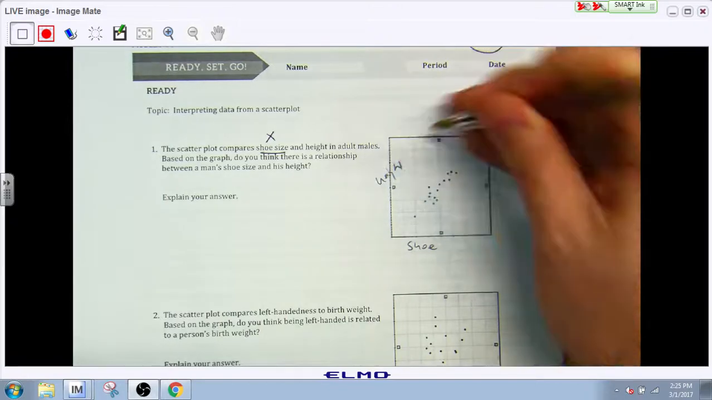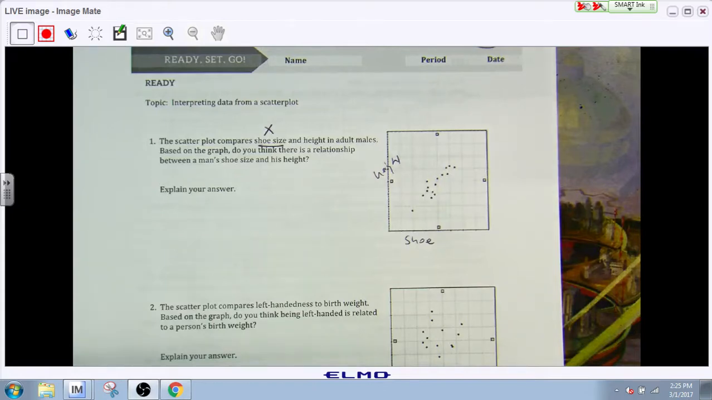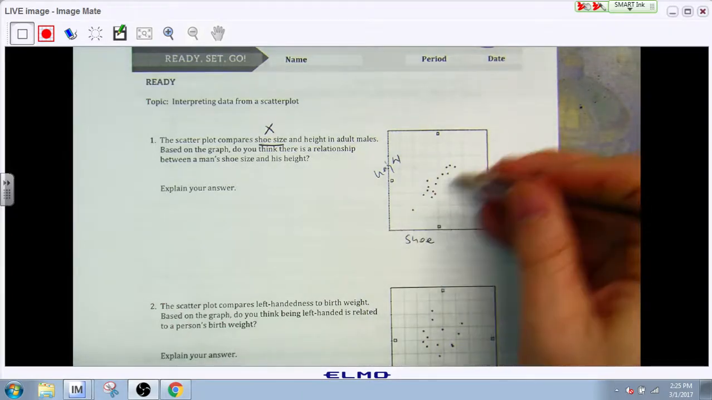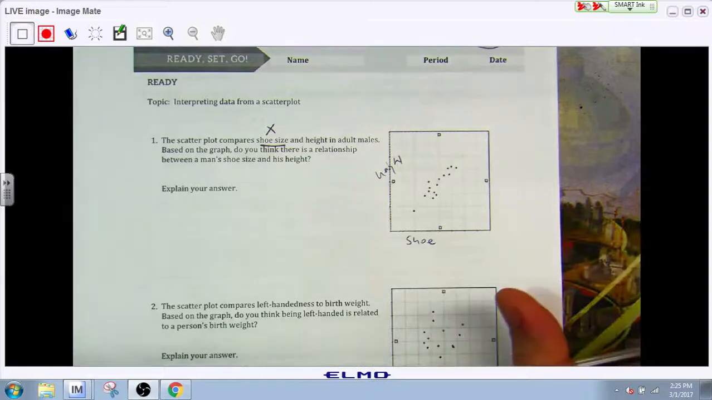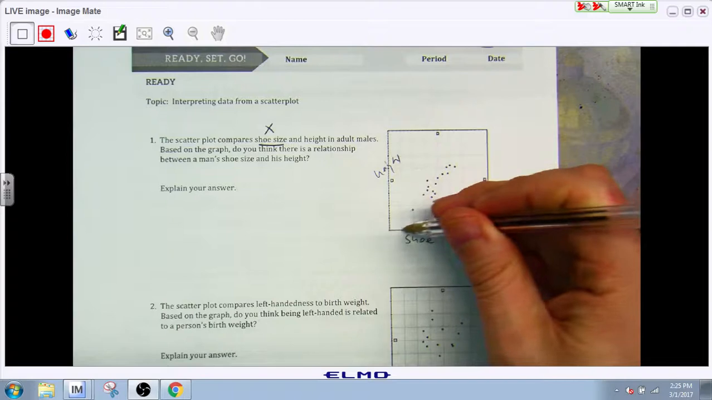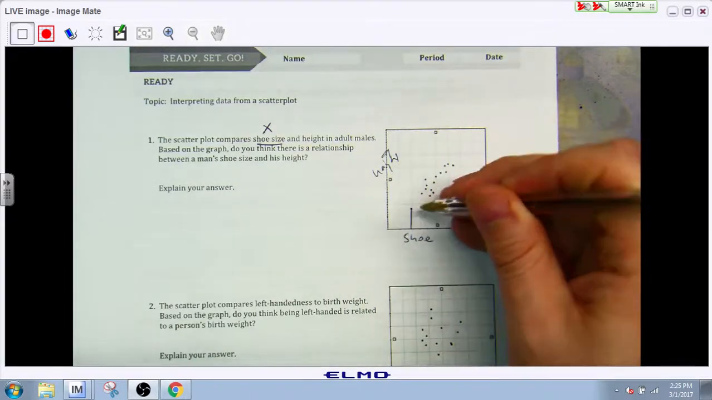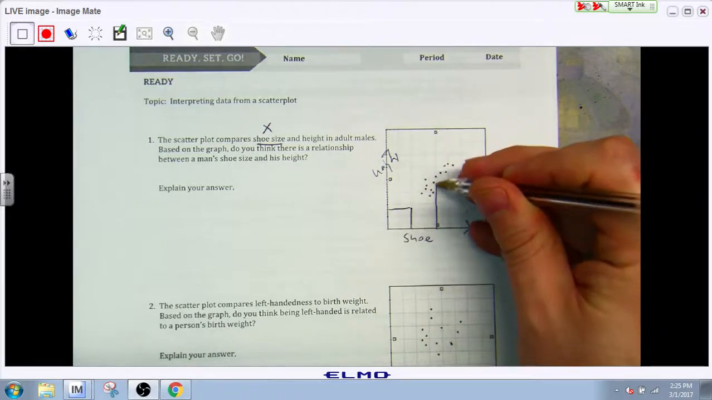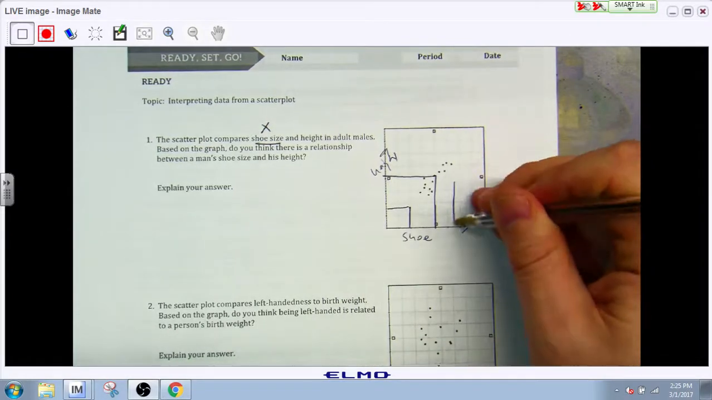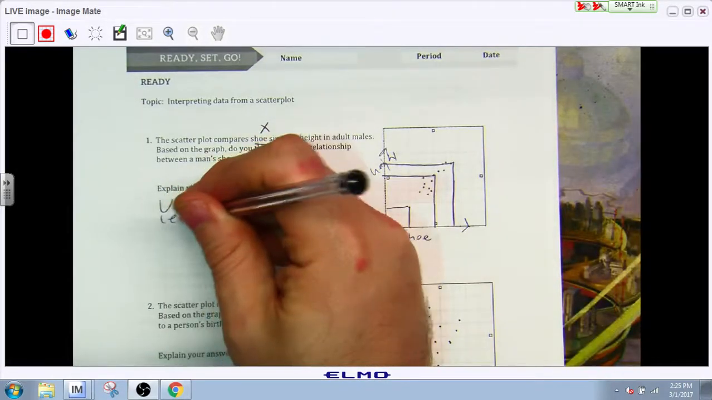And then what we're being asked is whether, according to this graph, there is a relationship. The thing about thinking something is true is you have to use evidence to prove it. When we look at this, it resembles a line. It is not an actual line, but we have a positive relationship. As shoe size goes up, height goes up. When we have a small shoe size, we have a small height. When we have a medium shoe size, we have a medium height. And when we have a high shoe size, we have a high height. So we would say, yeah, there's a relationship.